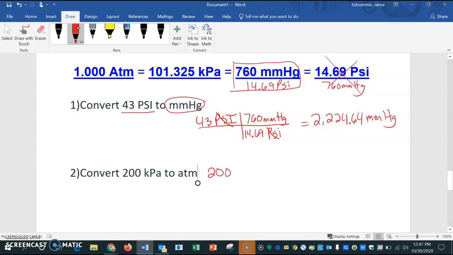So let's look at the next problem, right? If I have 200 kilopascals, right? That's what I have. And I'm trying to get to atmospheres.